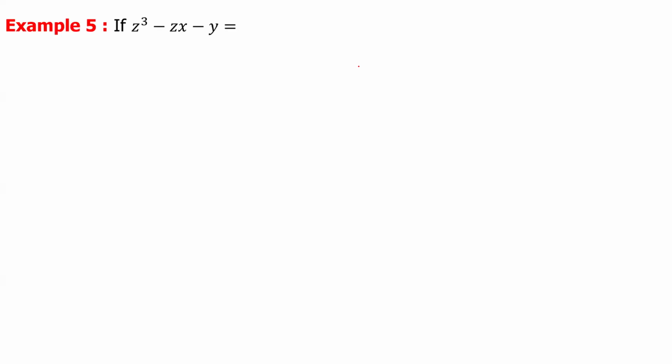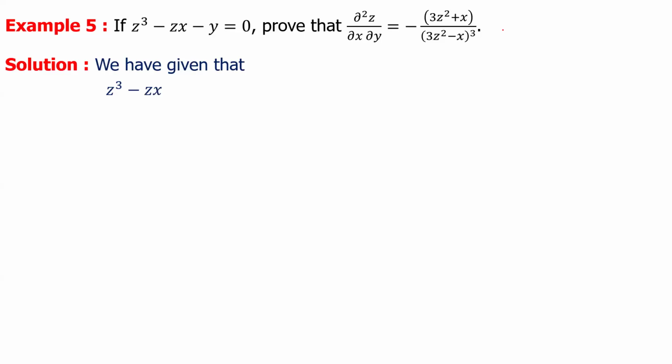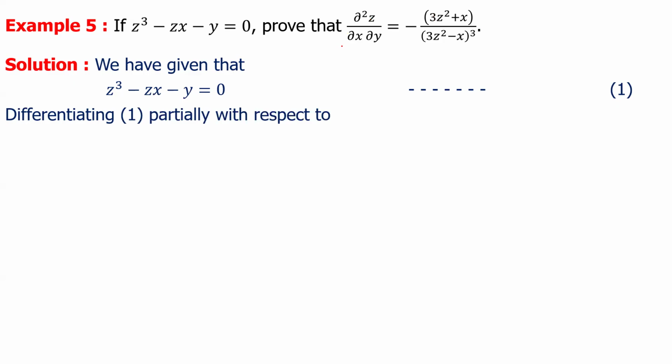If z cube minus zx minus y equal to 0, prove that del 2z upon del x del y, the second order partial derivative of z with respect to x and y, is equal to minus 3z square plus x upon 3z square minus x whole cube. We have given that z cube minus zx minus y equal to 0. Let us give it equation number 1. Then we have to prove that this is equal to this.